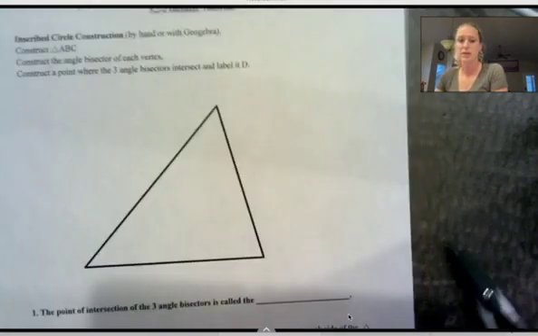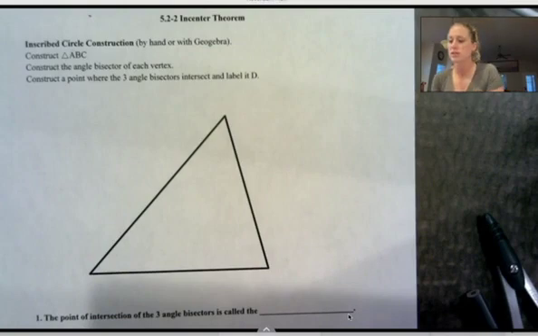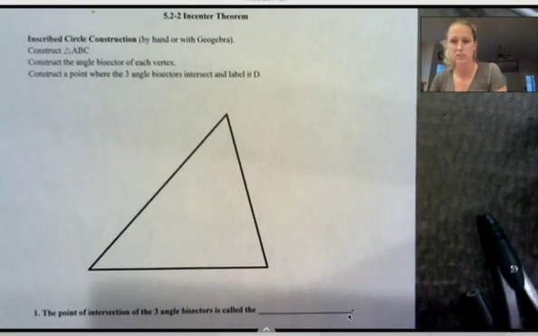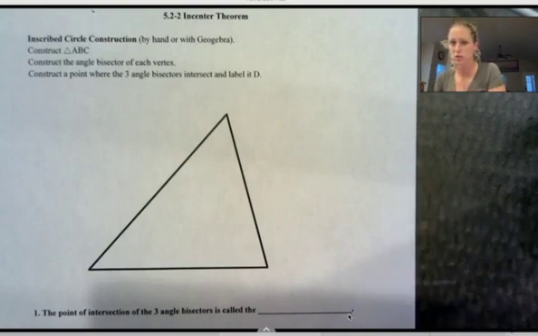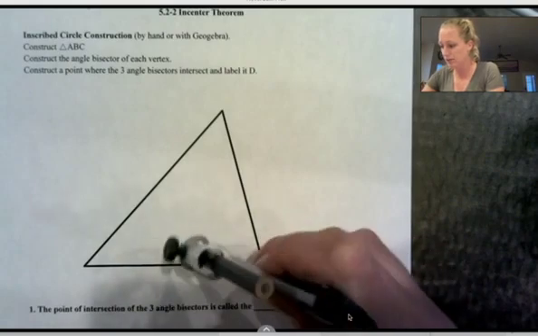Hey guys, another construction here. We are going to be constructing within this triangle the 3 angle bisectors. So this is a construction you already know how to do. We're just going to do it 3 times. So I'm going to start with this bottom right angle, okay?